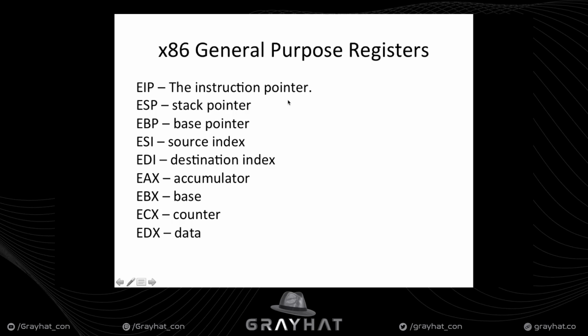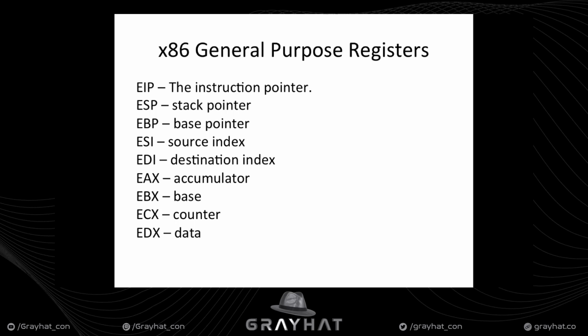EIP is our sort of holy grail for exploit development. EIP, the extended instruction pointer, holds the memory address of the next instruction to be executed by the CPU. If our goal is to take control of the CPU and make it execute code on our behalf, having control of EIP seems like exactly what we should be after, and indeed it is.